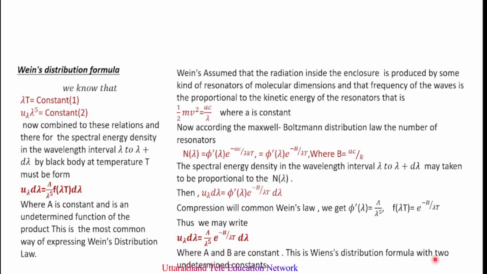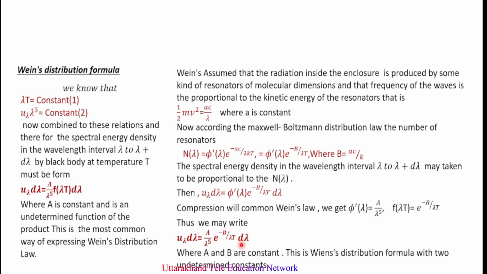This is Wien's distribution formula with two undetermined constants. In the examination, if you are asked for the one undetermined coefficient relation of Wien's distribution formula, you will write u lambda d lambda equals A upon lambda to the power 5 times a function of lambda T into d lambda, by combining these two relations. But if asked for Wien's distribution law in the form of two coefficients, we will write u lambda d lambda equals A upon lambda to the power 5 e to the power minus B upon lambda T into d lambda.